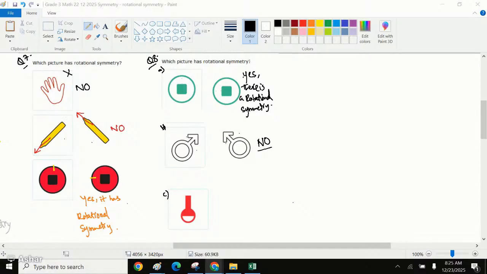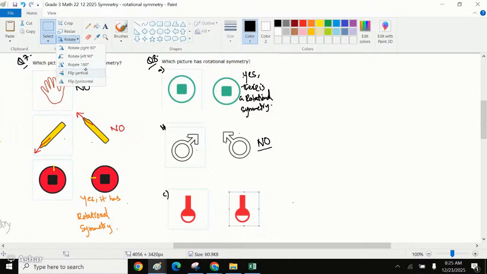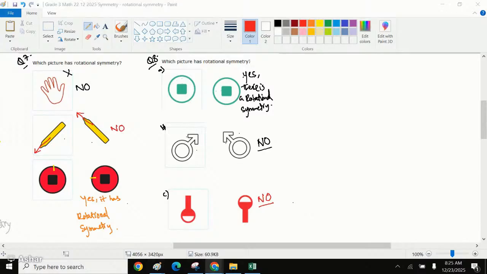Let's look at the last one. Why doesn't this have a line of rotational symmetry? Even though the third shape has a line of symmetry, if we rotate this, it does not look the same. So we still say no, there is no rotational symmetry in this case. Only option A had a rotational symmetry, B and C do not. Moving on to the next question.